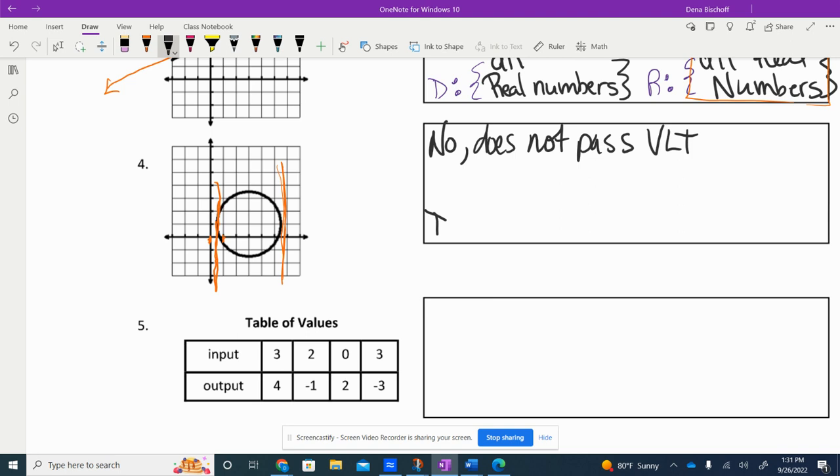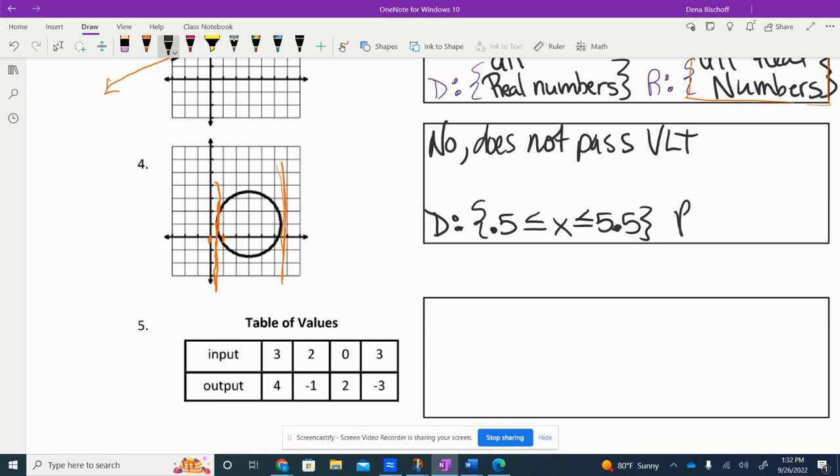So my domain is my x values such that I have 0.5 is less than or equal to x is less than or equal to 5.5. Okay, we wrote that before. We've seen that before. You guys looked at an inequality graph, right, to determine that.